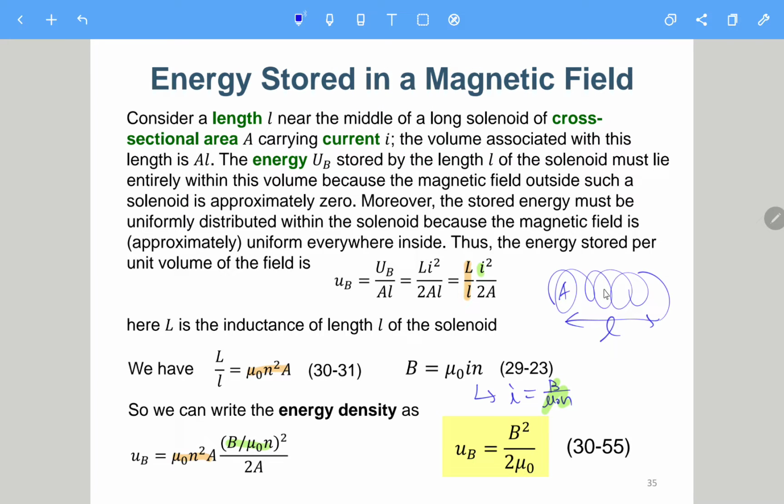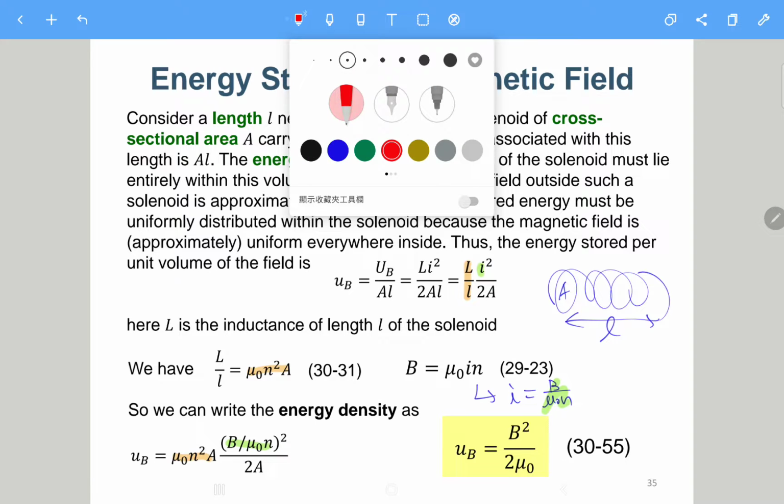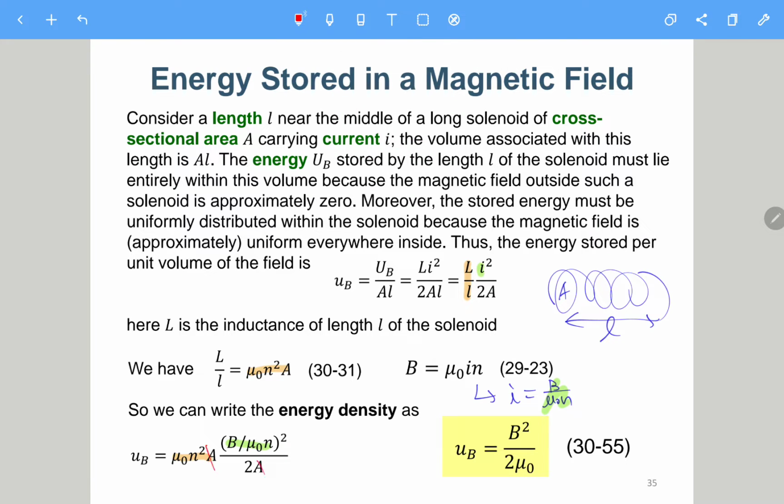Okay, so this A is cancelled with this A, and then this mu0 is partially cancelled with this mu0 because we have mu0 square in the denominator. So we have mu0 here, and then we have 2 here, and this n square cancels with this n square. So the remaining one is B square in the denominator. So we have B square over 2 mu0.